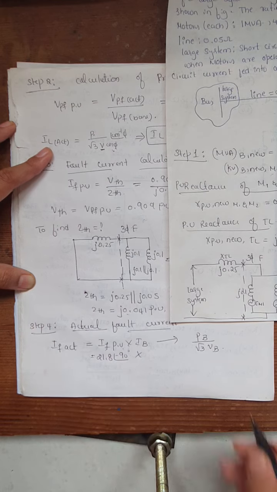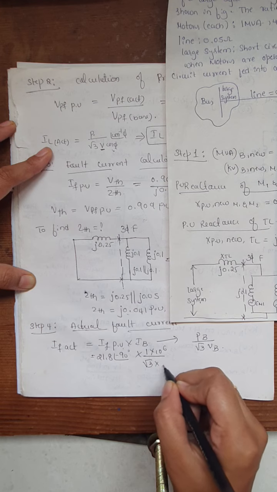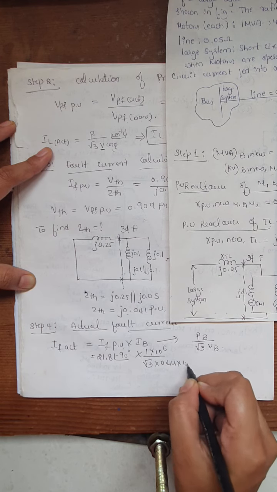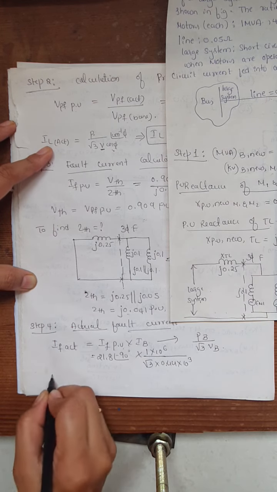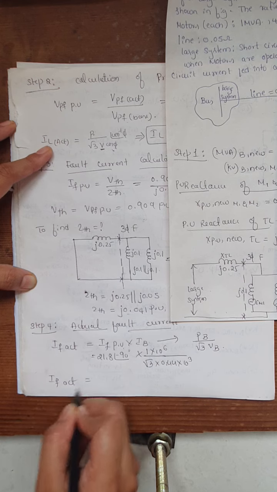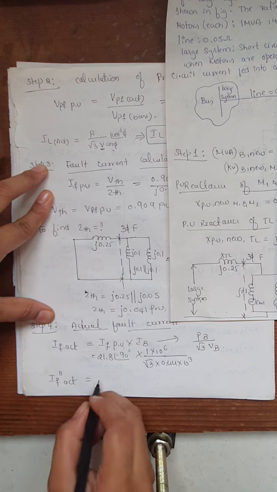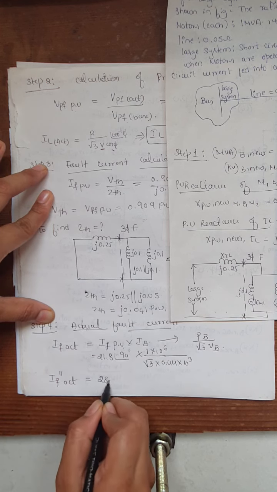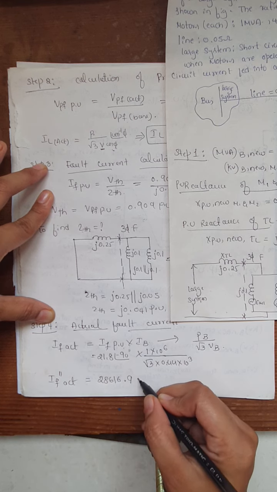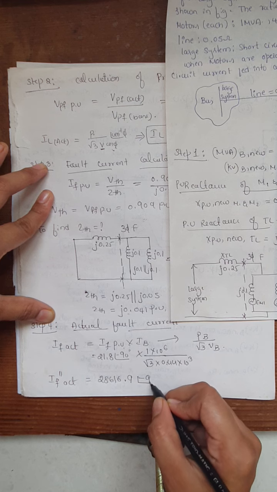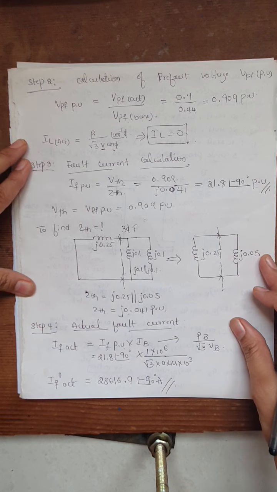So now P base is 1 MVA, 1 into 10 power 6, divided by root 3 into 0.44 into 10 power 3. After the calculation, we will obtain the final answer for the actual fault current. This is actually the subtransient value, so we'll indicate this as IF double dash, 28,616.9 at an angle of minus 90 degrees. So this completes the given problem. Thank you.